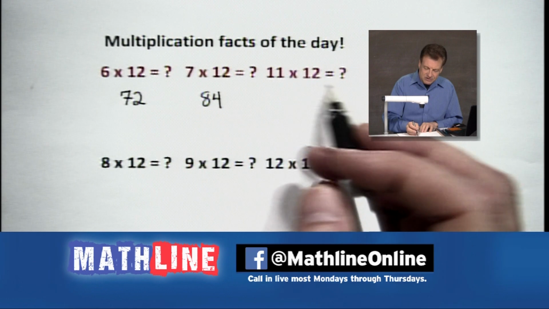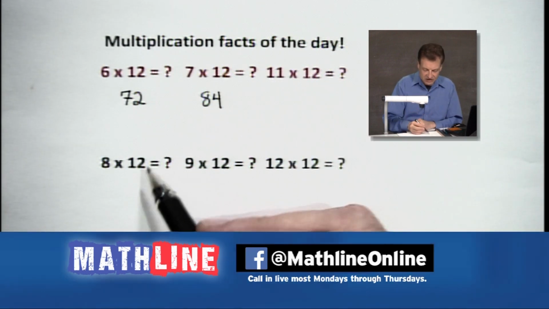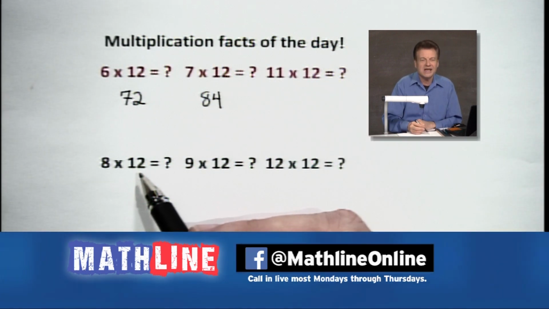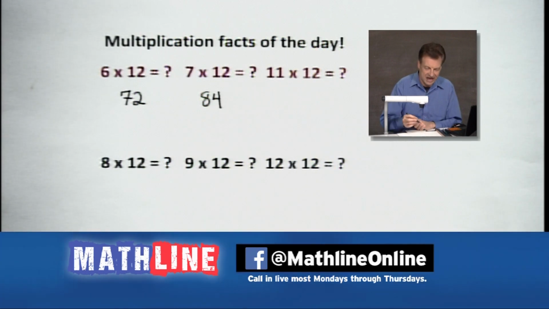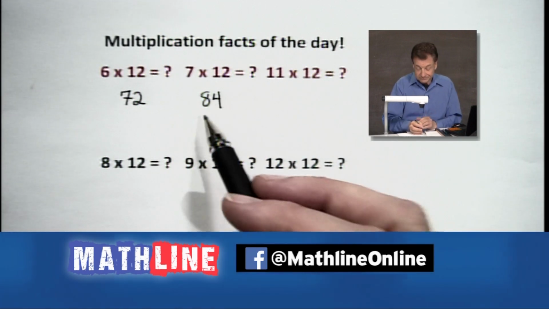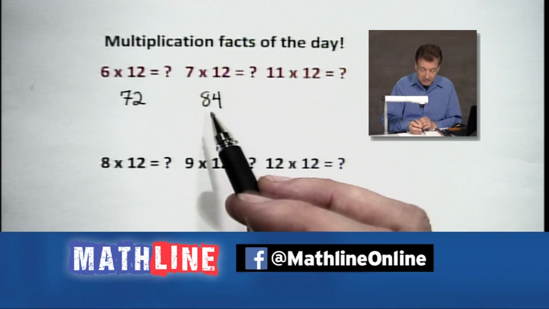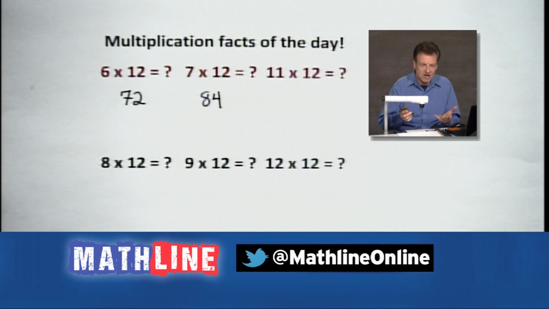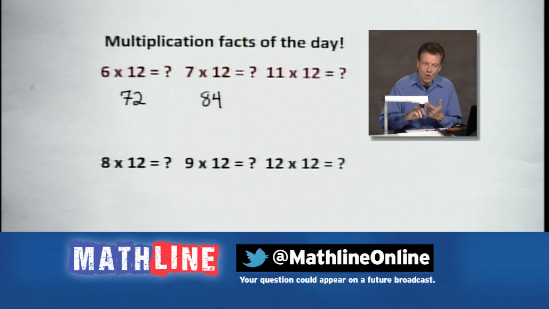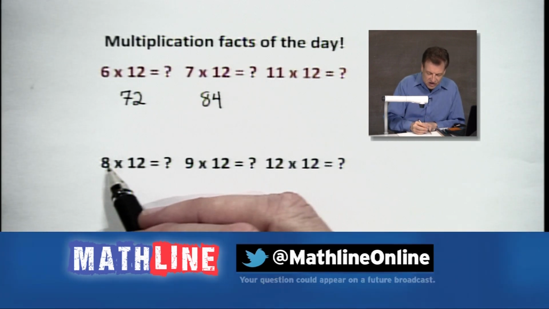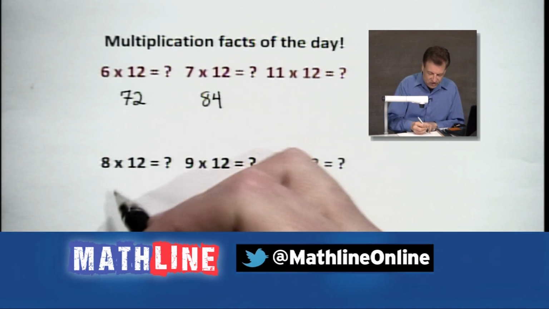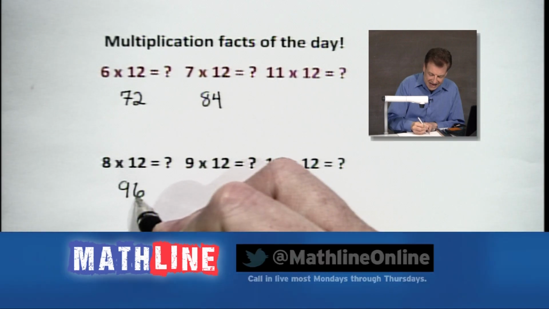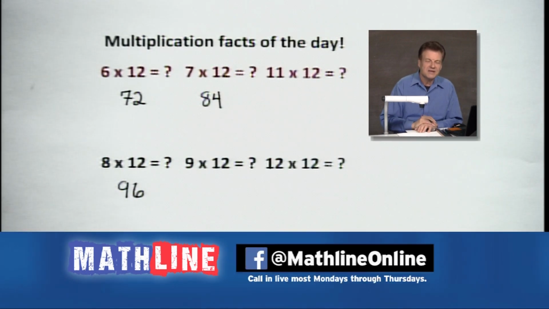Now, I've got 11 times 12. Let's bump that for just a minute and hit 8 times 12, since we're working in an order here. 8 times 12 is 12 more than 84, because that was 7 12s. This is now 8 12s. You could add the 12 up 8 times, or you can just learn the fact. I think it's easier to learn the fact when we get big numbers like this. So 8 times 12 is 12 more than 84, which is 96. There you have it.